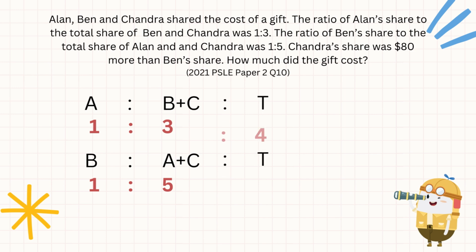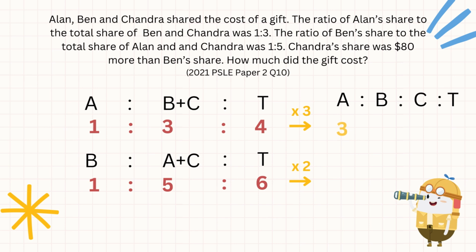We try to make the total the same by getting 1 plus 3 equals to 4 and 1 plus 5 equals to 6. I mentioned to you previously that the total stays constant, which means we're trying to make the total value between both values, the 4 and 6, the same. You want to multiply 3 to the first one, you want to multiply 2 to the second. This allows you to go and form a new ratio with Alan, Ben, Chandra and their total.